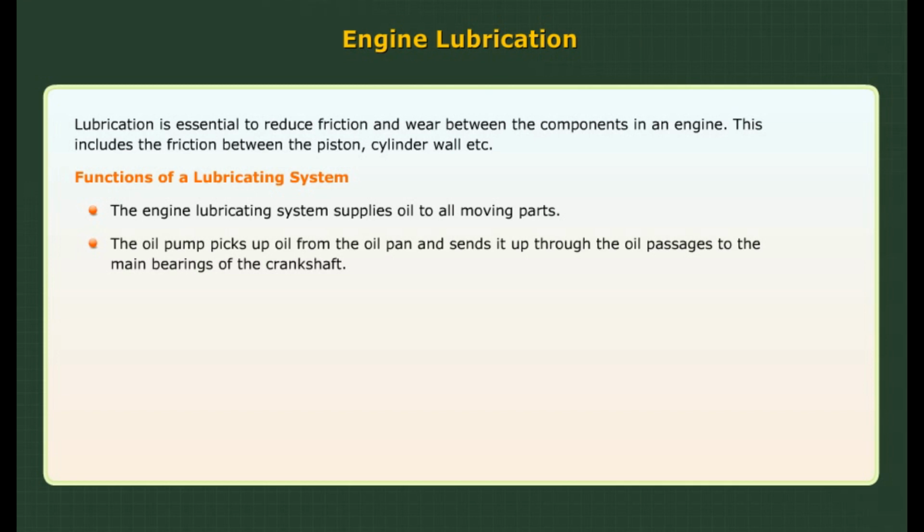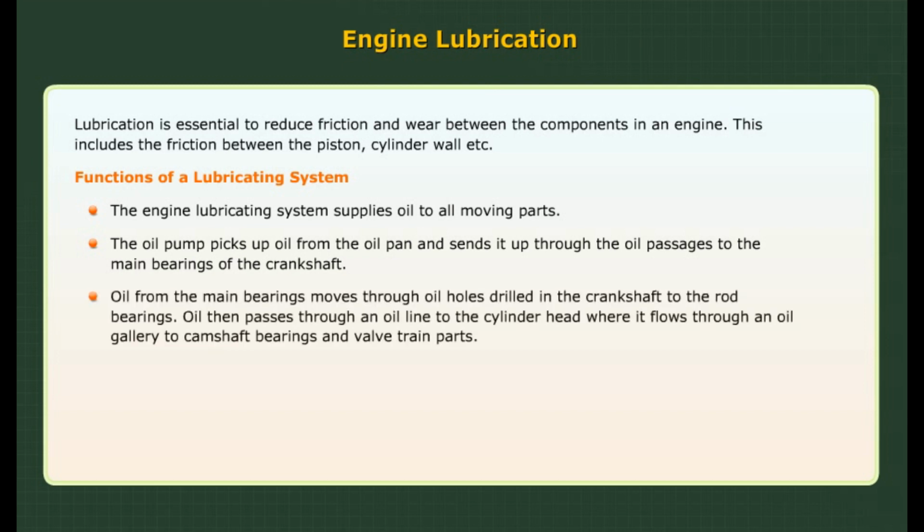The oil pump picks up the oil from the oil pan and sends it up through the oil passages to the main bearings of the crankshaft. Oil from the main bearings moves through the oil holes drilled in the crankshaft to the rod bearings. Oil then passes through an oil line to the cylinder head, where it flows through an oil gallery to camshaft bearings and valve train parts.